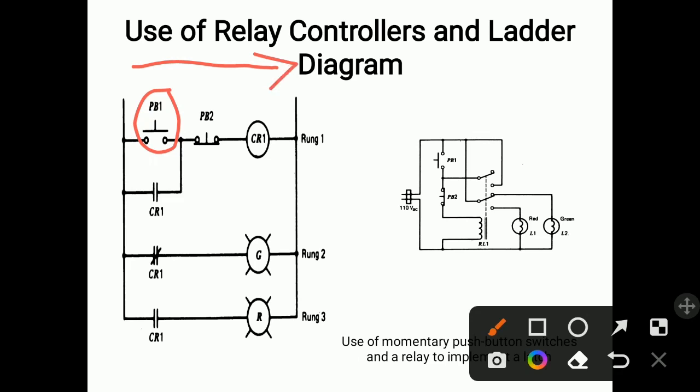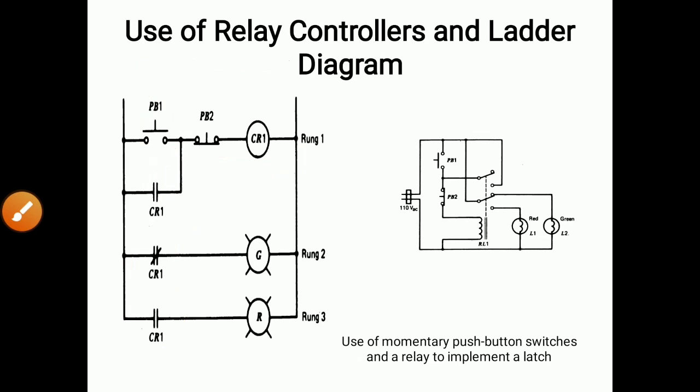And this coil, CR1, will get energized, and because of this, contact CR1 will get closed. And the supply will go something like this. This concept is called latching. And because of this, this normally closed contact will get open, and this normally open contact will get closed.